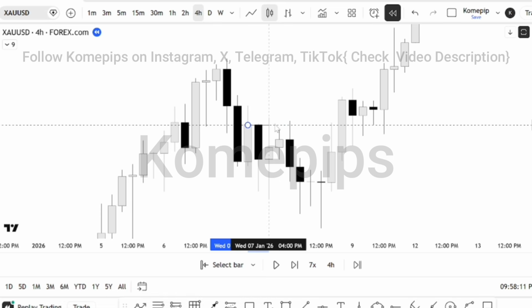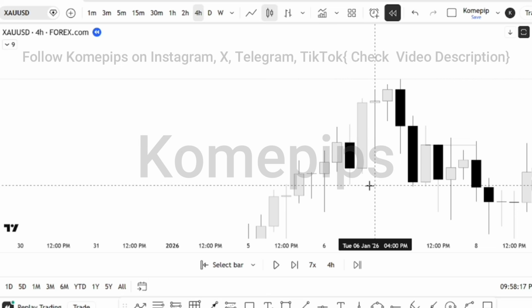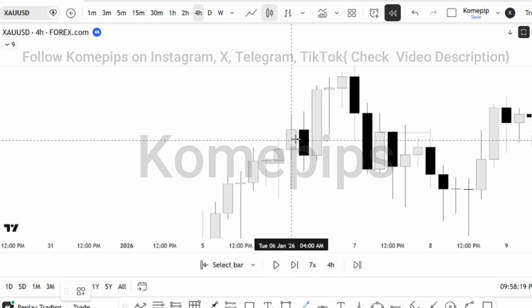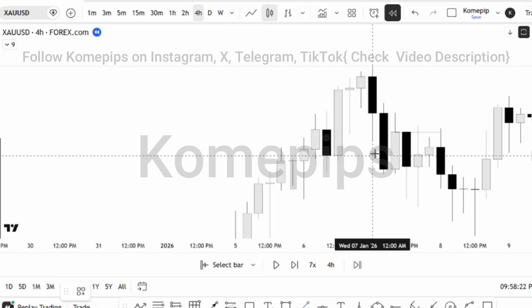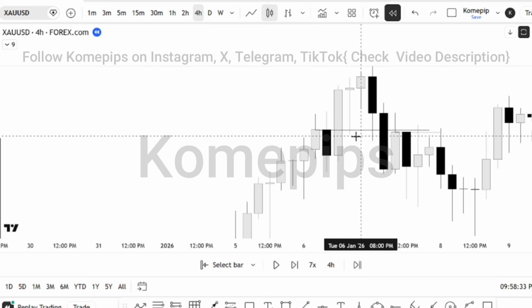And what did you notice? Price came, taps, and pushed away. We have this as a QM. This is a QM. Pay attention. This is both a QM and this is also an RB, or rather SBRR. Okay, yep. So we have this level.